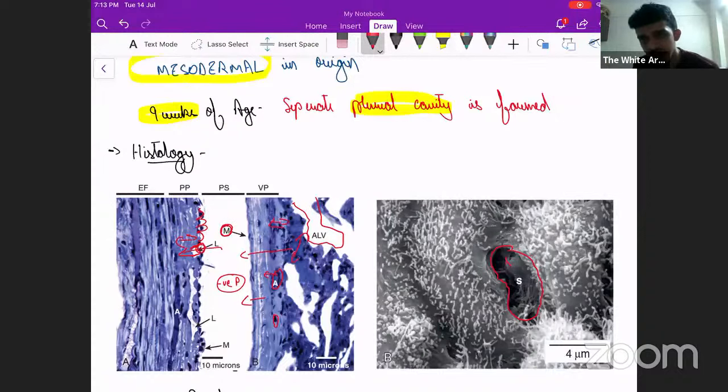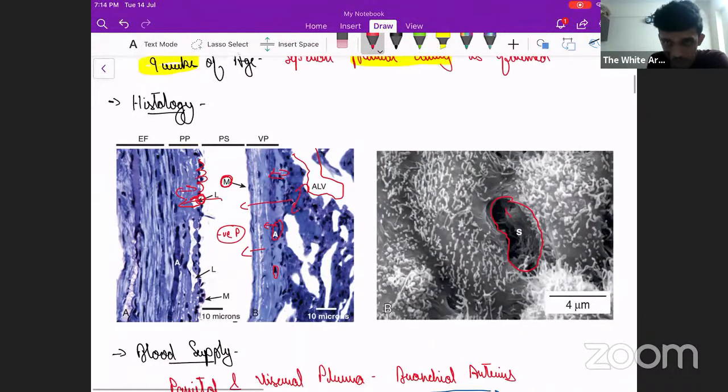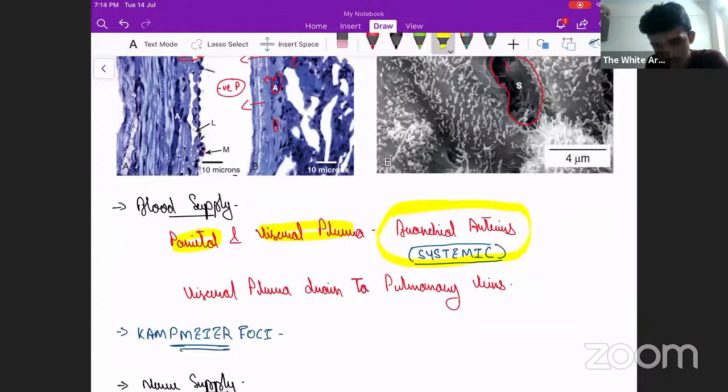How is it drained? Drainage of the fluid, what does it involve? Systemic or the pulmonary circulation? Meaning the venous drainage. It is supplied mainly by the bronchial arteries, so it is systemic in nature. But the visceral pleura is drained by pulmonary veins. So the drainage is both systemic and pulmonary, but the supply is only systemic.